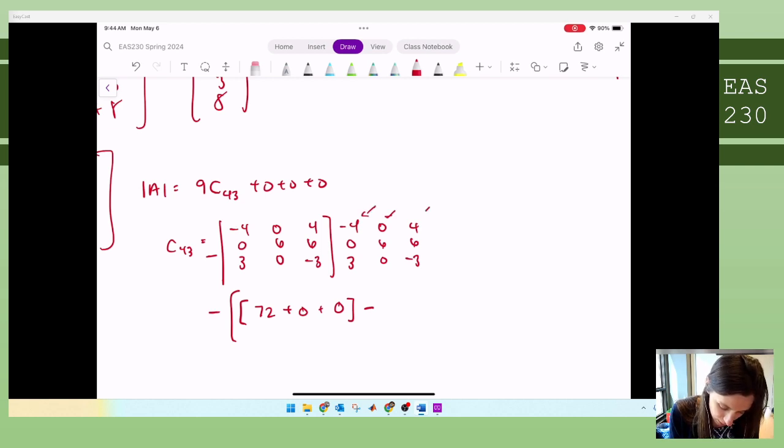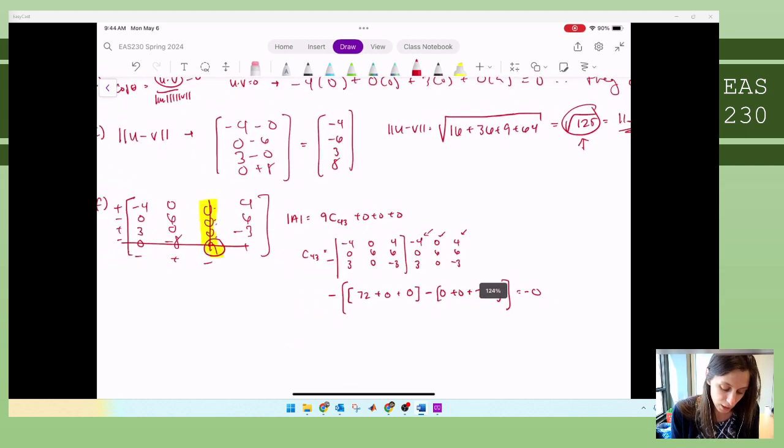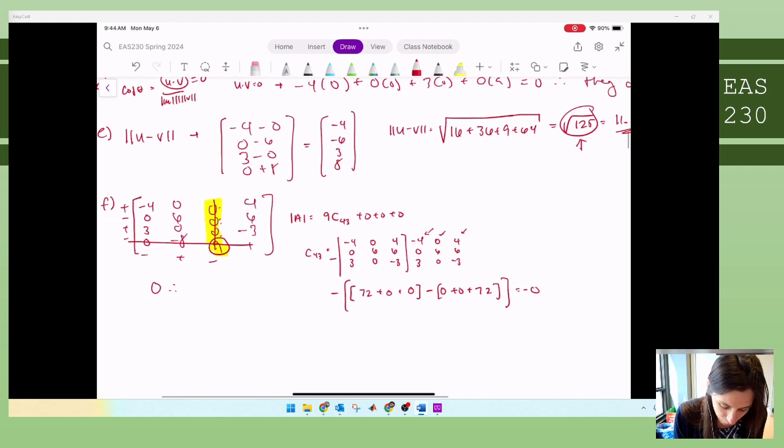These elements, these elements, and these elements. So 0 plus 0 plus 4 times 6 times 3, which is 72. So I have 72 minus 72 equals 0. Negate that, negative 0. Okay, so my determinant here is 0. Therefore, S is dependent.